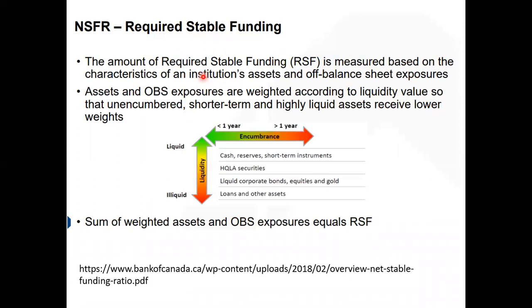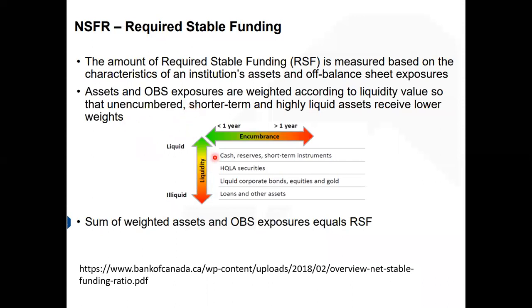So the stable funding is converted into assets. If the bank gives a loan, that's an asset of the bank. So it's measured based on the characteristics of institutions' assets and off-balance sheet exposure. Assets and off-balance sheet exposure are weighted according to their liquidity value, so that unencumbered, shorter term, less disturbance, right? Unencumbered, short-term, and highly liquid assets receive lower weights, right?